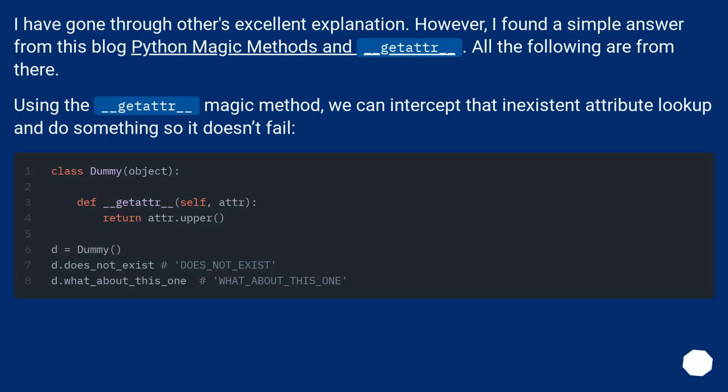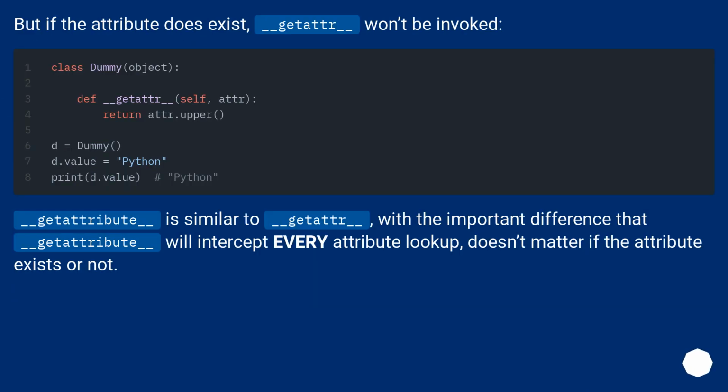I have gone through others' excellent explanations. However, I found a simple answer from this blog: Python magic methods and __getattr__. All the following are from there. Using the __getattr__ magic method, we can intercept that nonexistent attribute lookup and do something so it doesn't fail. But if the attribute does exist, __getattr__ won't be invoked.